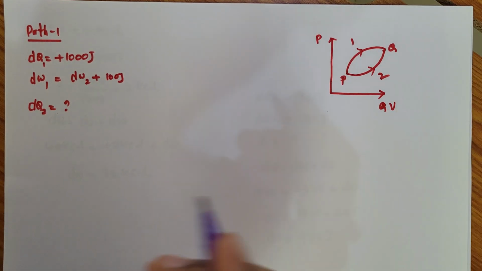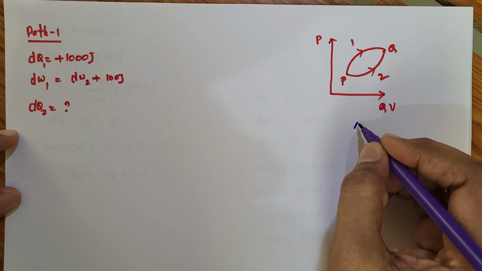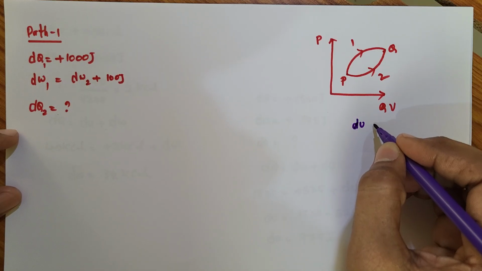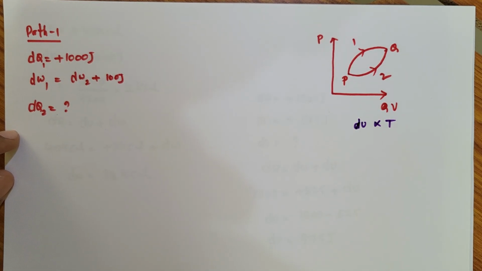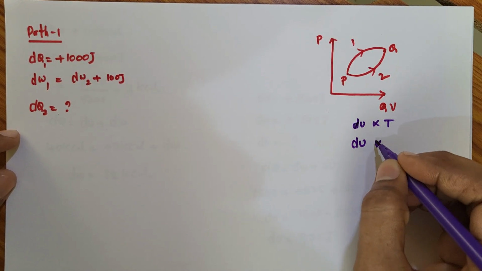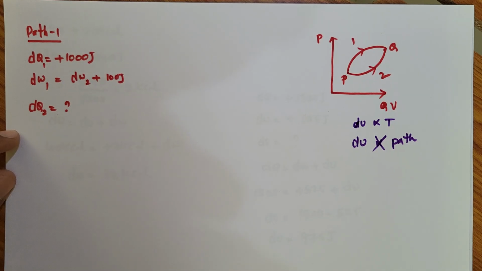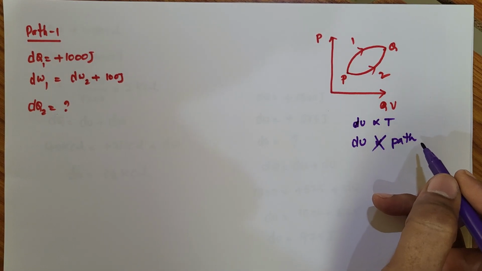To solve this question, you need to have an idea that change in internal energy dU depends only on temperature. dU depends only on temperature. It is not dependent upon the path. Change in internal energy only depends upon temperature. It doesn't depend upon the path.